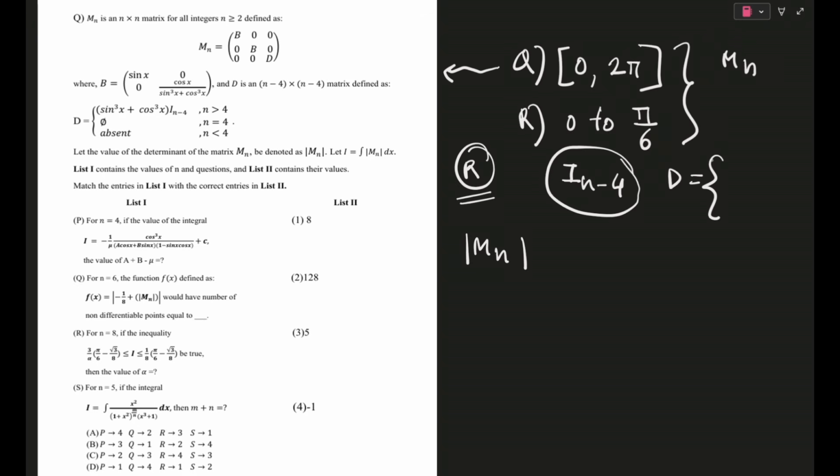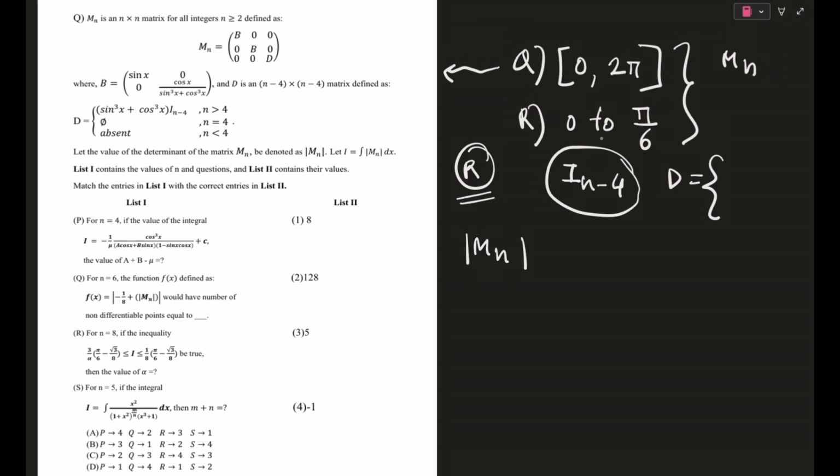If you did fall into the trap, then I have tricked you all, because if you see P, Q, R, S, everything has n either greater than or equal to 4. You can see it, right? These are the tricks that JEE Advanced plays with you. So let's proceed.